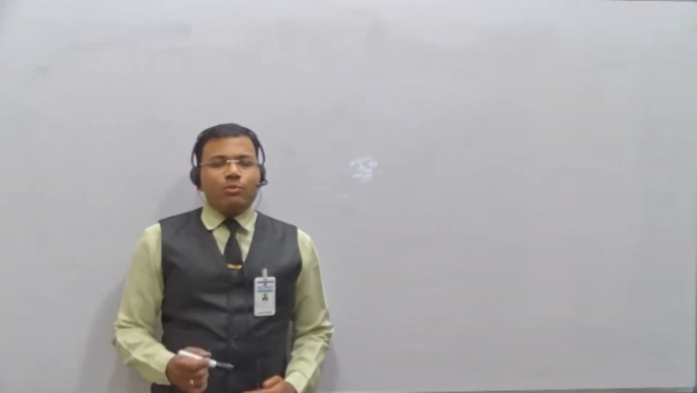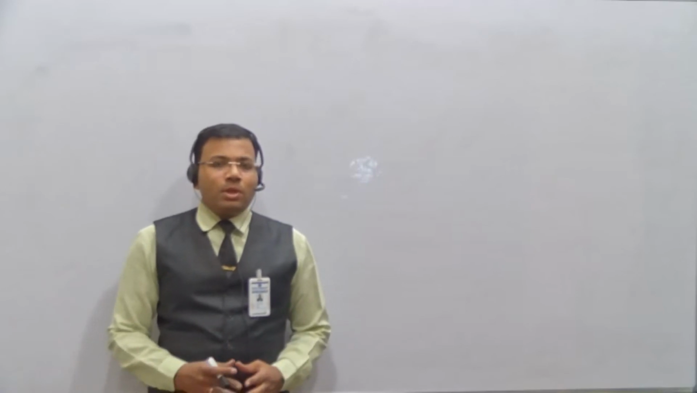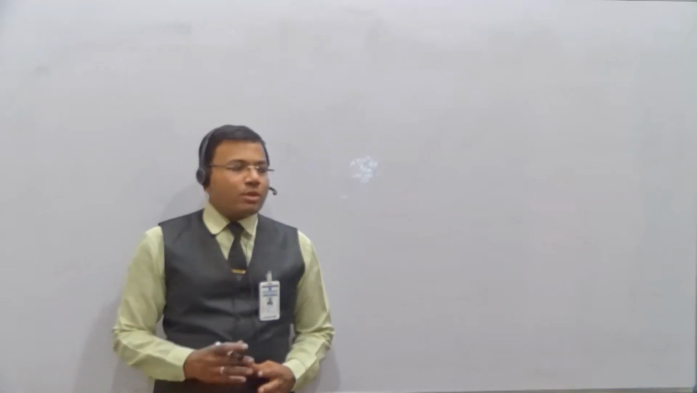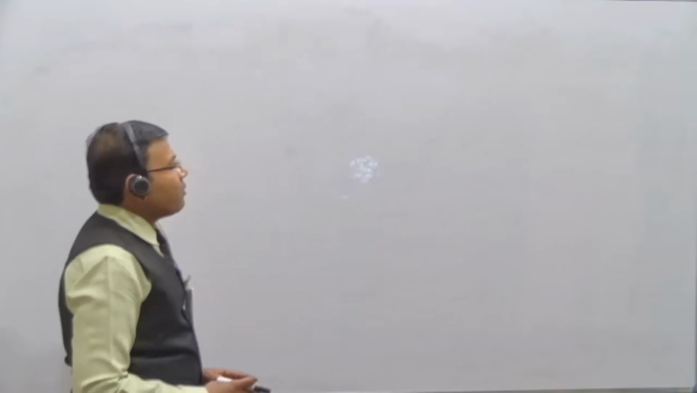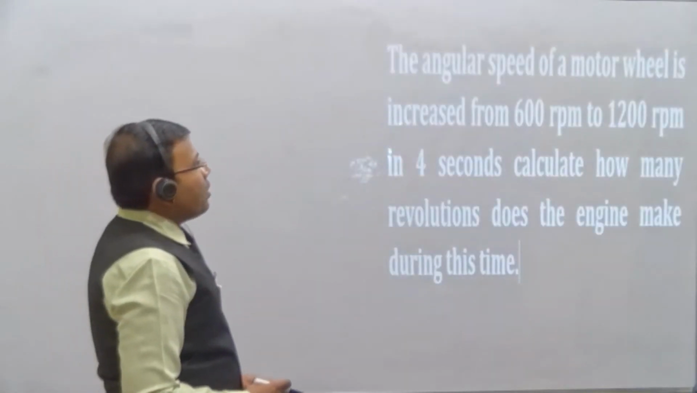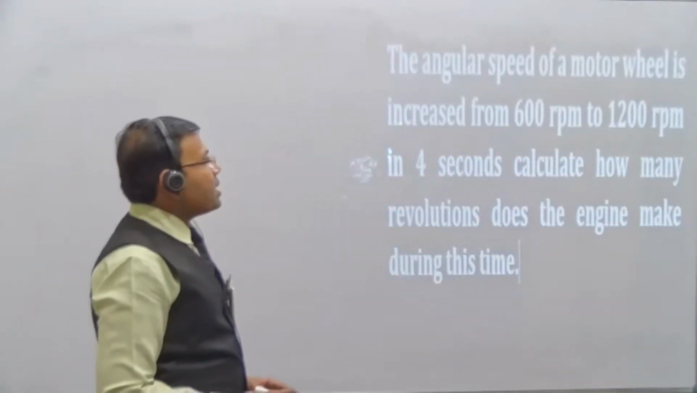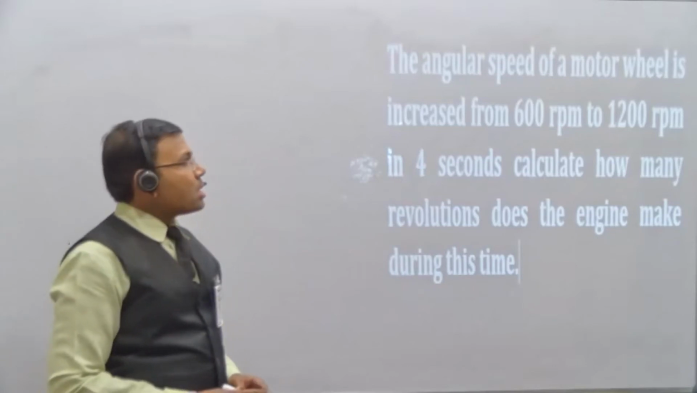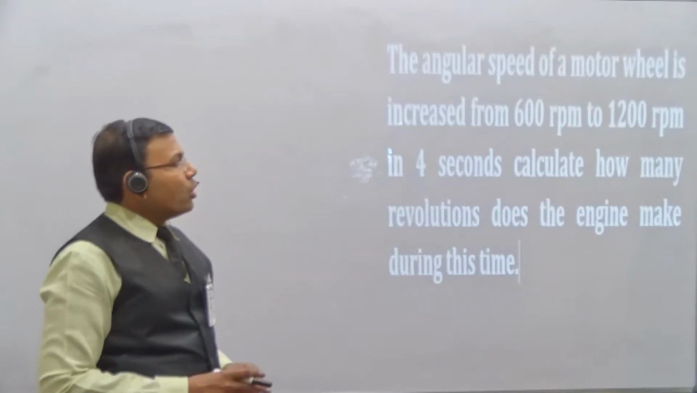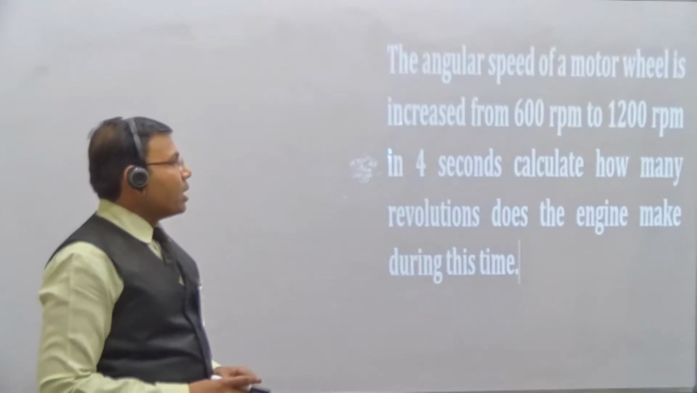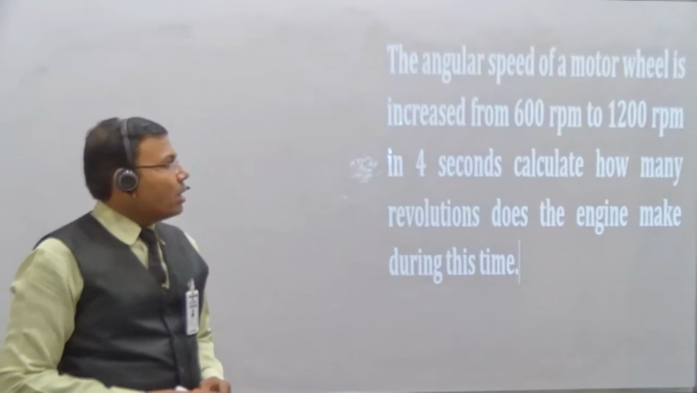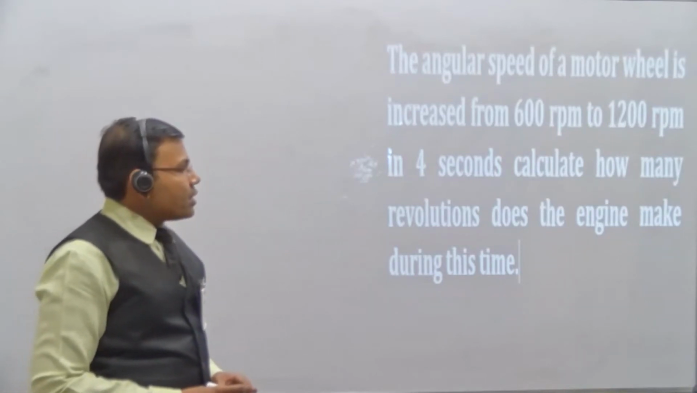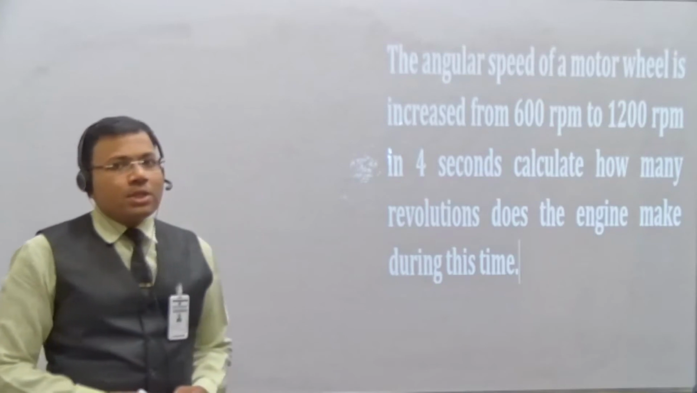Now students, let us move to the next problem in kinematics of rotational motion. In the next problem, the angular speed of a motor wheel is increased from 600 rpm to 1200 rpm in 4 seconds. Calculate how many revolutions the engine makes during this time.